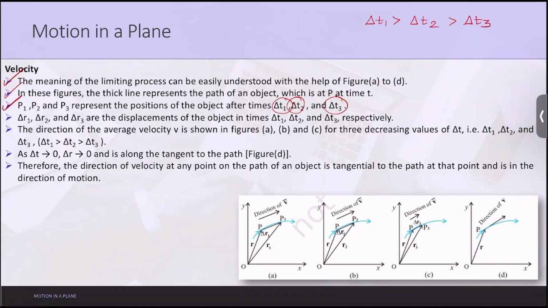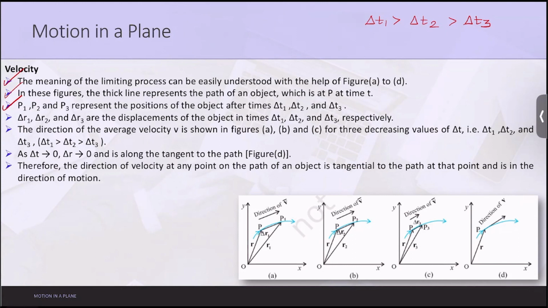Let us take for an example that the location of P at some time t is equal to 4 seconds was being conveyed to you. Then delta T1 is, let's say, 4 seconds only. Then delta T2 was 2 seconds. And delta T3 is basically 1 second. So that is how you are trying to decrease the value of delta T as the number goes on. P1, P2 and P3 represent the position of the objects after times delta T1, delta T2, delta T3.